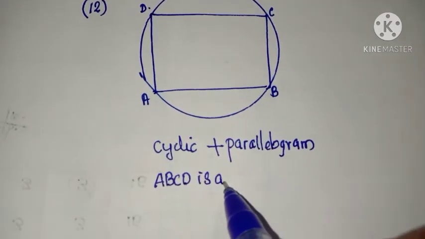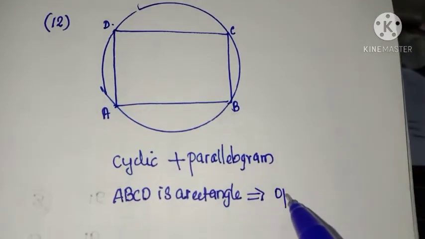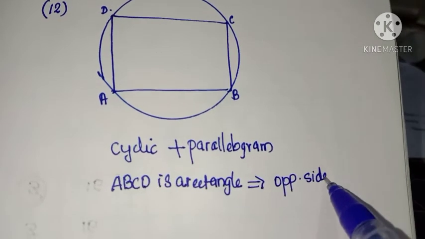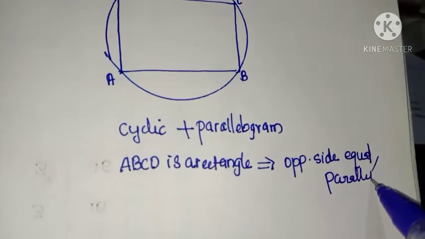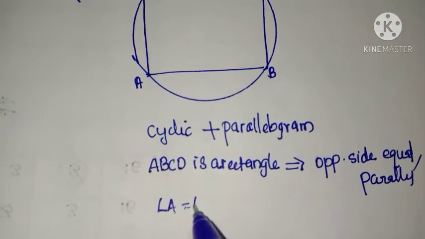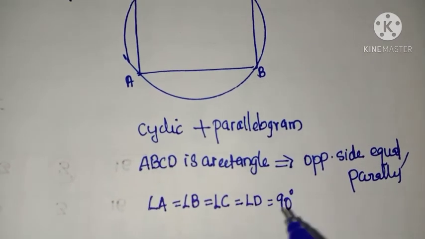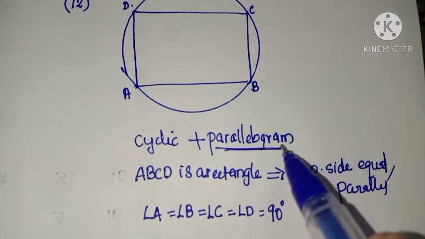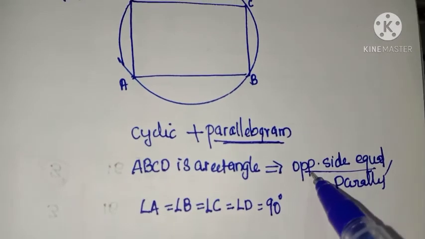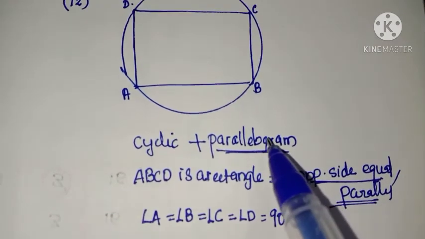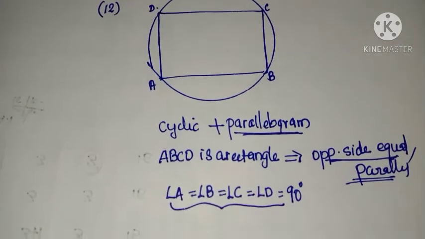Okay. Now listen, to prove ABCD is a rectangle, we have to prove that opposite sides are equal and parallel, and then all angles are equal to 90 degrees. All angles are right angles. Okay, listen. Given that ABCD is a parallelogram, parallelogram means opposite sides are equal and parallel. So no need to prove this condition, it already exists because of the parallelogram. So we need to prove all angles are equal to 90 degrees.